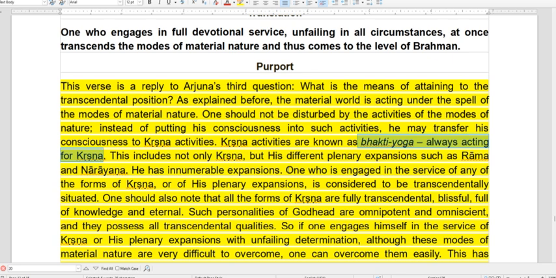Any question? So like this, every activity we can take and we can transcend by directing it to Krishna. Eating, sleeping, mating, defending. All these activities we can direct to Krishna and we can transcend them. We won't remain under the three modes. Getting? Do you understand this point? Yes or no?